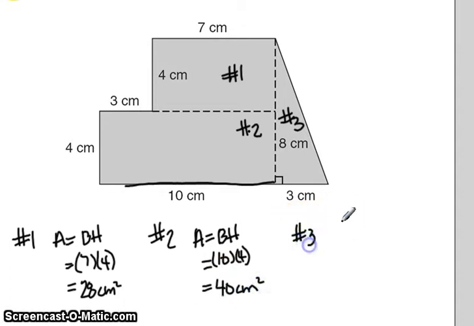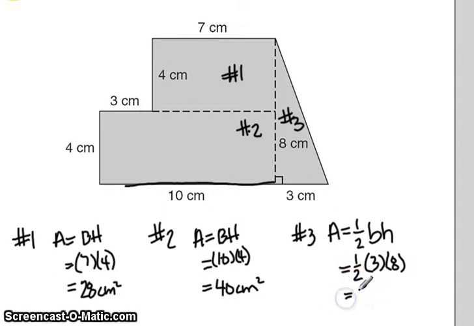That leaves us with our triangle. So we learned today that the area equals 1/2 base times height. So the base of our triangle is 3. The height of our triangle is 8. So the area of our triangle is 12 centimeters square.